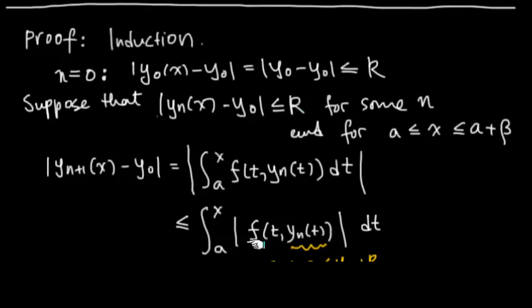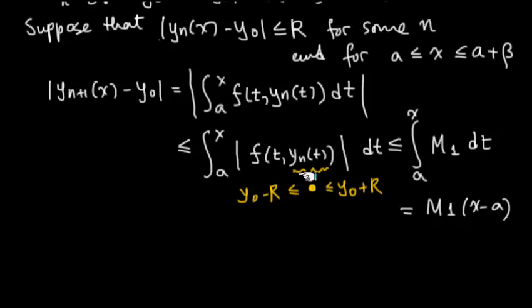Therefore, this point is in that box that I showed earlier. Therefore, it is bounded by the maximum value. So here you can replace this one with the maximum value m1 and make the quantity potentially bigger. So here's the statement. This whole thing is bounded by m1. Those things are shown here. This point is actually in between y0 minus r and y0 plus r. That gives you this upper bound.